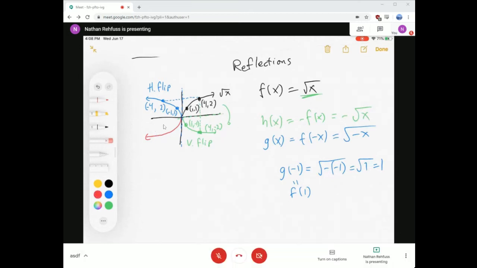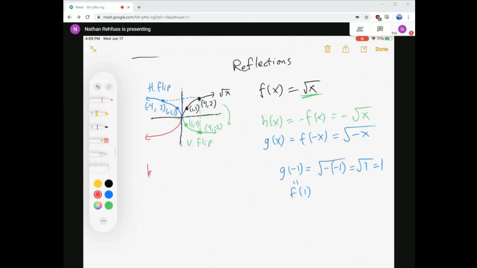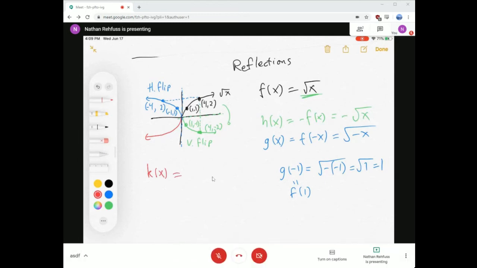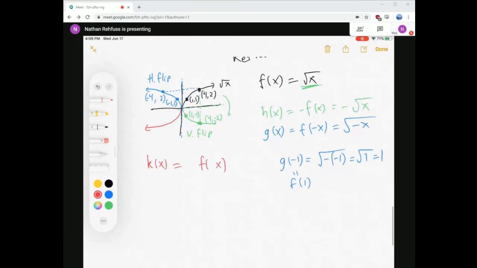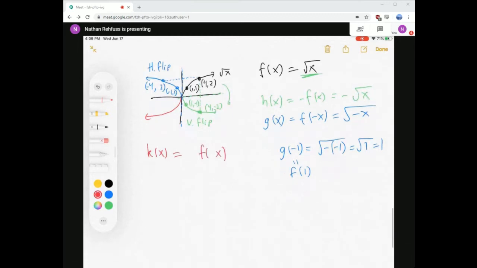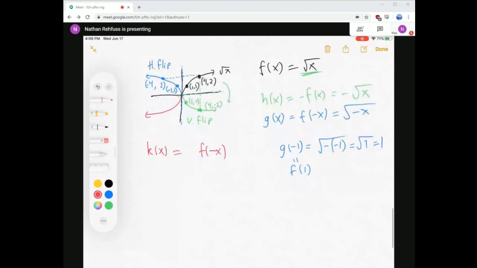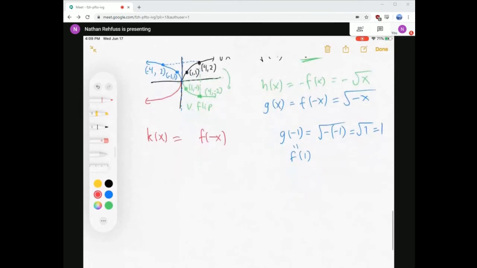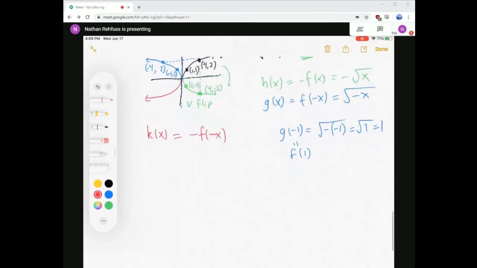So this red curve here, I could call it k of x, and it's going to be made from f of x, but I'm going to do two things to it. I need to do a horizontal flip and put a minus sign right here. And then I need to do a vertical flip, and that puts a minus sign right here.